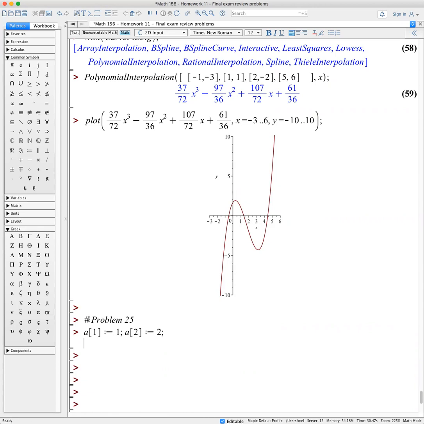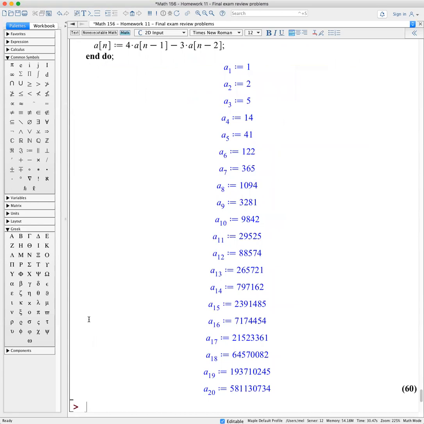And for n from 3 to 20 do, put in my end do, a n is defined recursively as 4 times a n -1 minus 3 times a n -2. And there's my sequence.